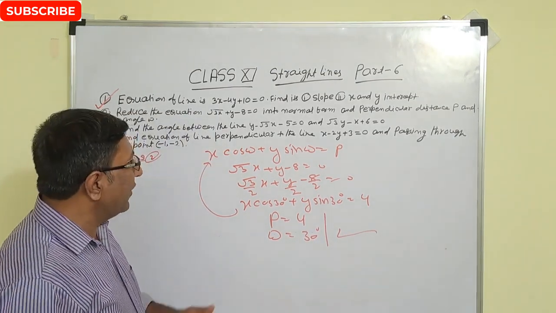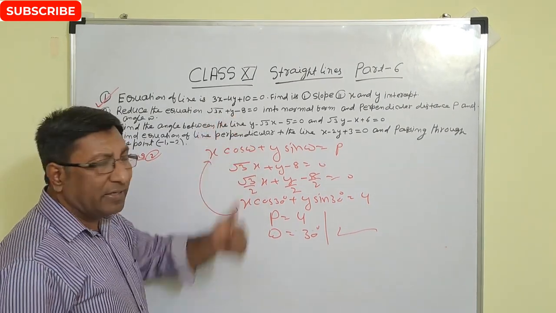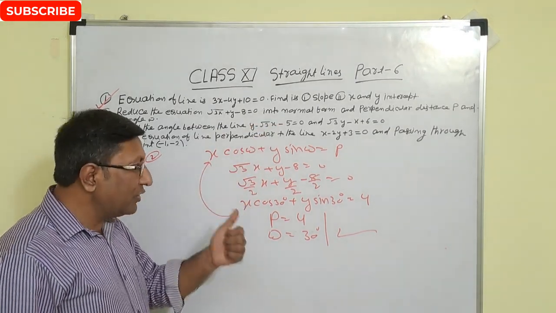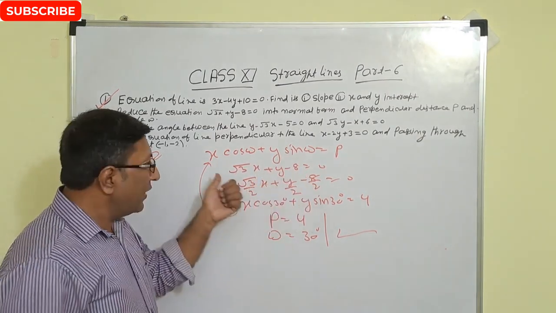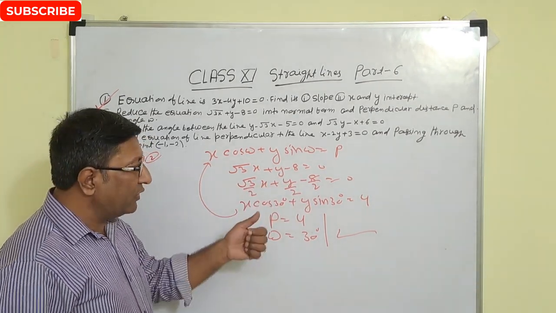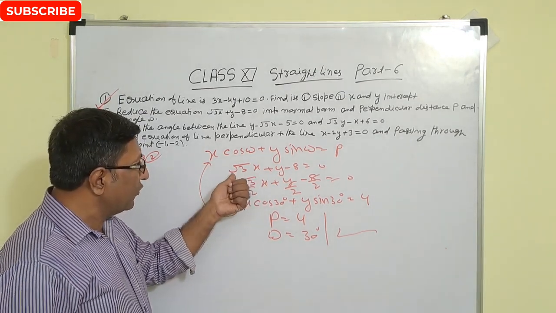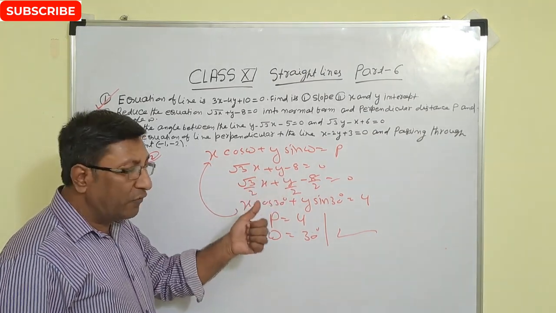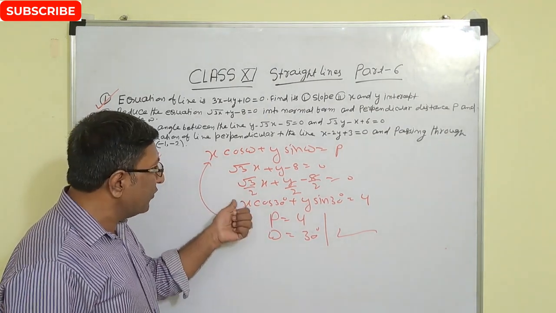So what is the important point? Any equation is given, just like root 3 x plus y minus 8 equal to 0. We have to change this into the normal form. So we know the equation of a line in the normal form is x cos omega plus y sin omega equal to p. So when any equation is given, just divide the equation by the square root of the coefficient of x squared plus the coefficient of y squared. Here the coefficient of x is root 3, the coefficient of y is 1. So root 3 squared is 3 and 1 squared is 1. So 3 plus 1 is 4, the square root of 4 is 2. So divide this equation by 2.